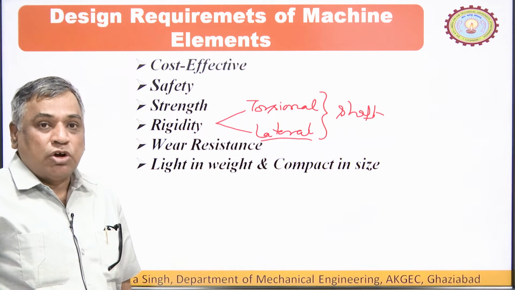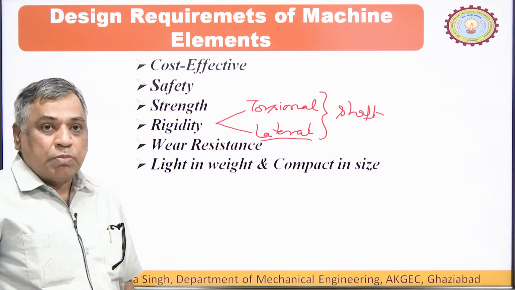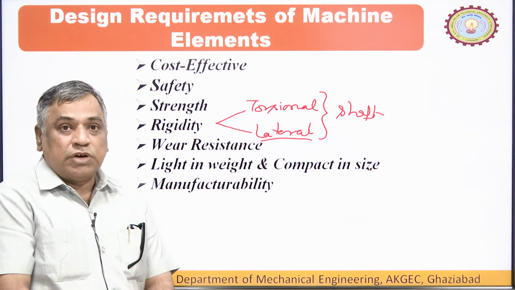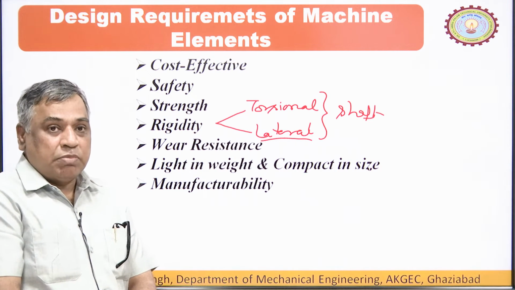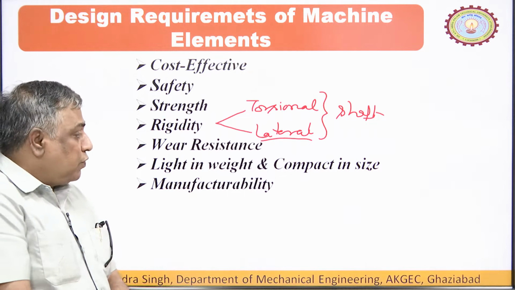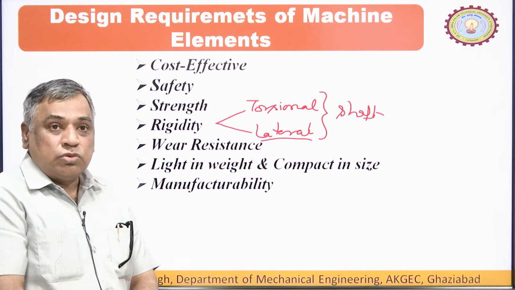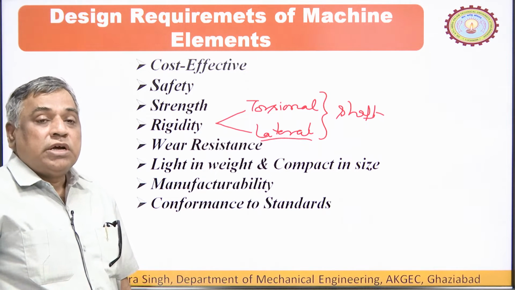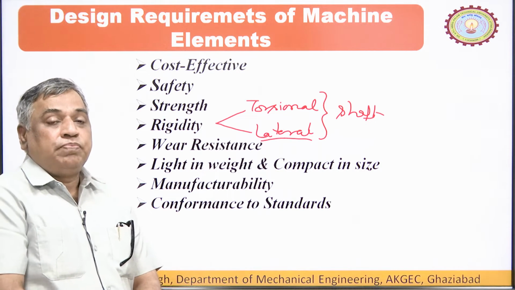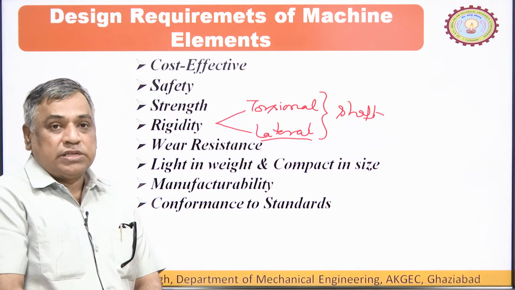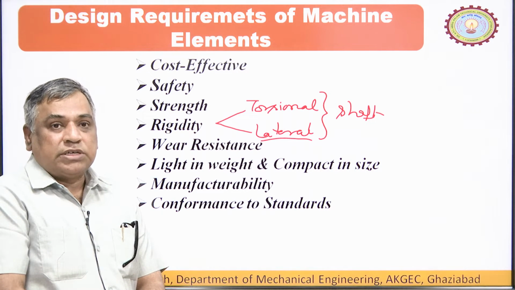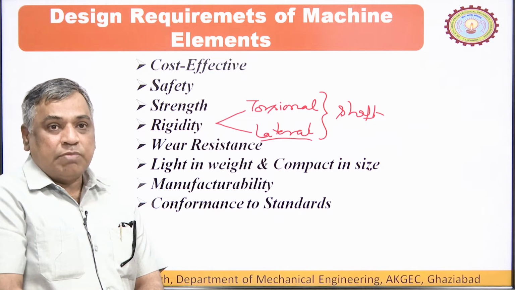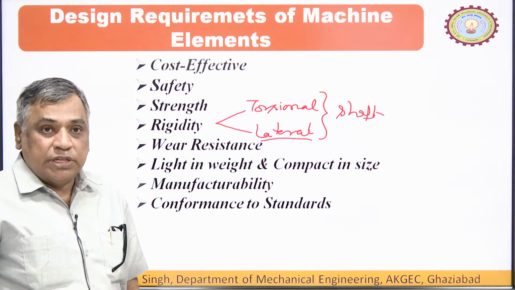Then light in weight and compact in size. If you design something, it will be popular if it is light and transportable. Then manufacturability: the material you select for the machine must be capable of undergoing whichever manufacturing processes are required to convert the raw material into the final shape. Then next is conformance to the standards. It is always recommended that we use the sizes, materials, and even testing methods as per the standards to attain the required safety, reliability, and uniformity in strength.